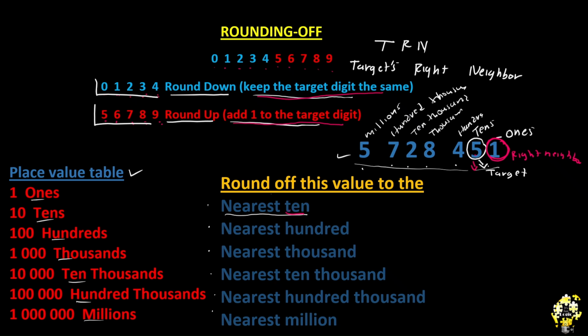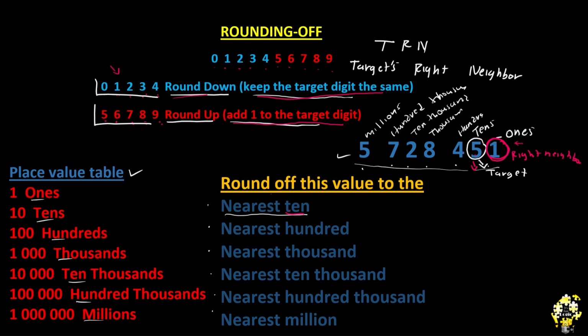What are you saying, Sam? This is what I'm saying. So we already know the target is 5. Now, whether the 5 should stay the same or the 1 should be added to the 5, let's go back to our numbers. This is the target. Where does the target fall? Where does the target's right neighbor fall? Well, it falls here on the round down. Why? Because it's a 1.